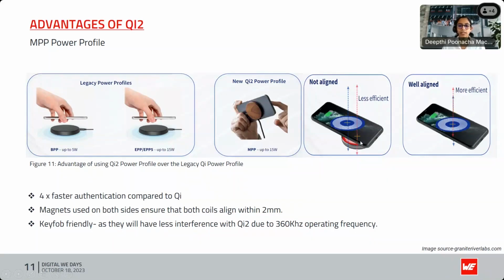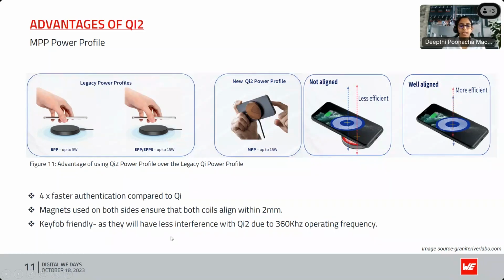And it reduces misalignment between the transmitter and the receiver, as you can see in this image here. So when the coils are perfectly aligned, it should be the blue arrow, because that means they are both centered, and the red arrow is less efficient. And here, when they are aligned perfectly on top of each other, then they are more efficient.